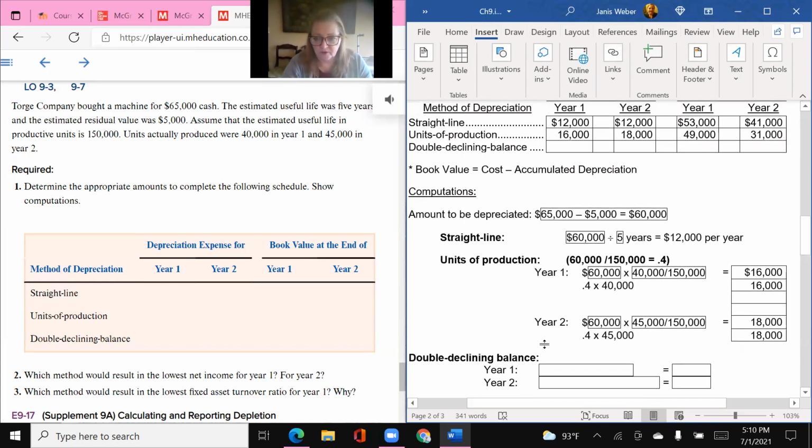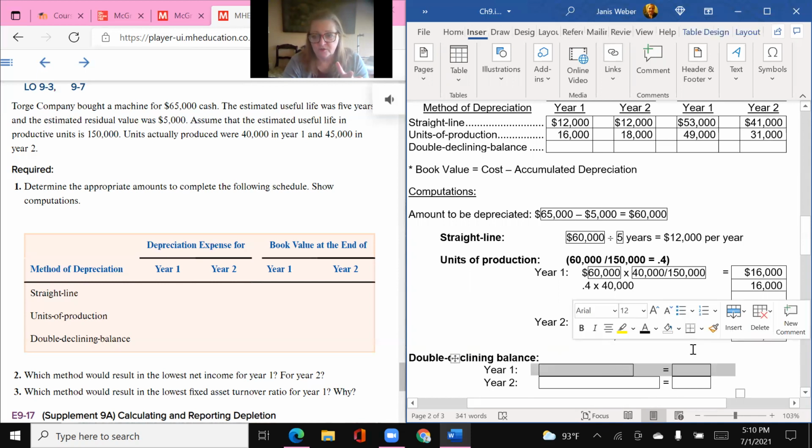All right, so I'm going to reveal theirs for you. What I would do is take the whole 65,000 and multiply it by 40%, which is twice the straight line rate, or multiply it by 2/5. Same thing, twice the straight line rate. And that would be my depreciation for year one. Let's see what they did.